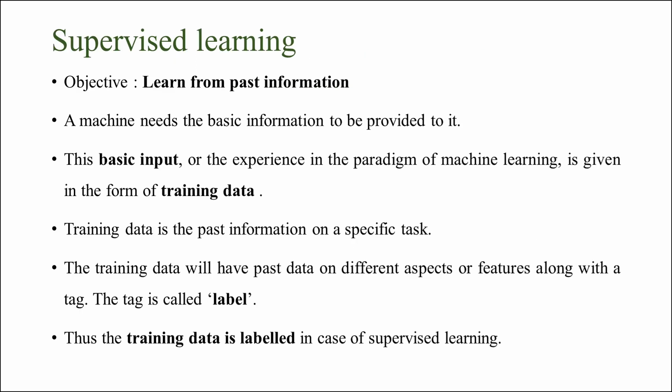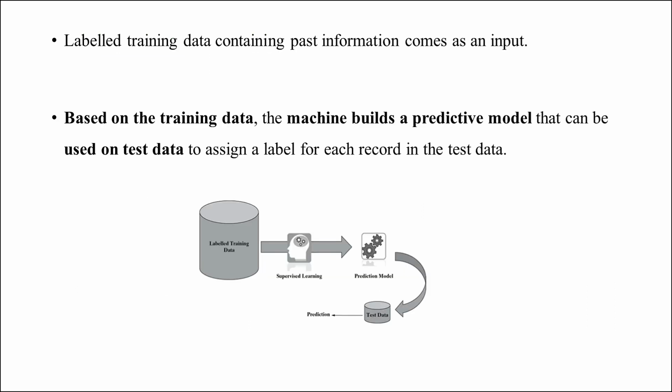So first one is supervised learning. The main objective of supervised learning is to learn from past information. The machine needs some basic information to be provided to it. This can be used as the basic input and it is given in the form of training data. This training data is nothing but the information that is collected in the past based on a specific task. The training data will have some past data based on different aspects or features along with the tag. The tag is nothing but a label. Thus, the training data is labeled in the case of supervised learning. The labeled training data contains the past information that can be utilized as the input.